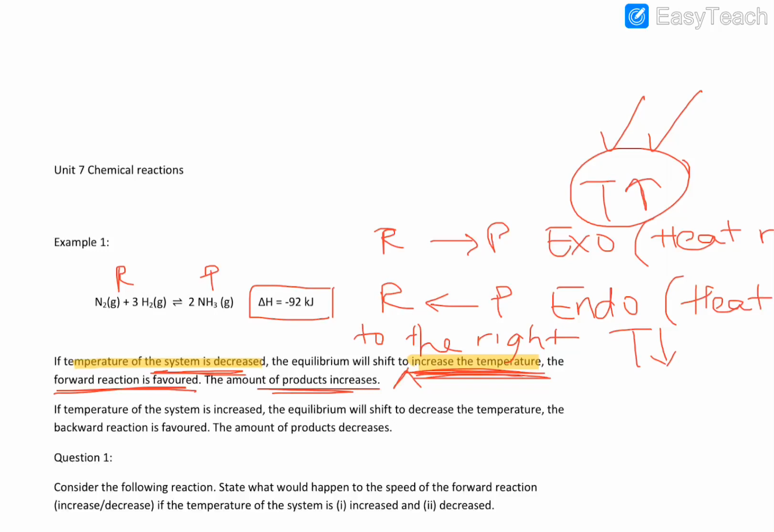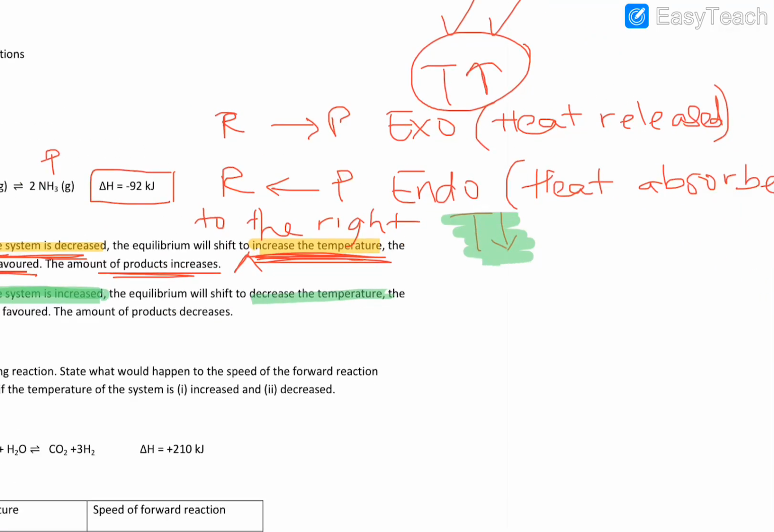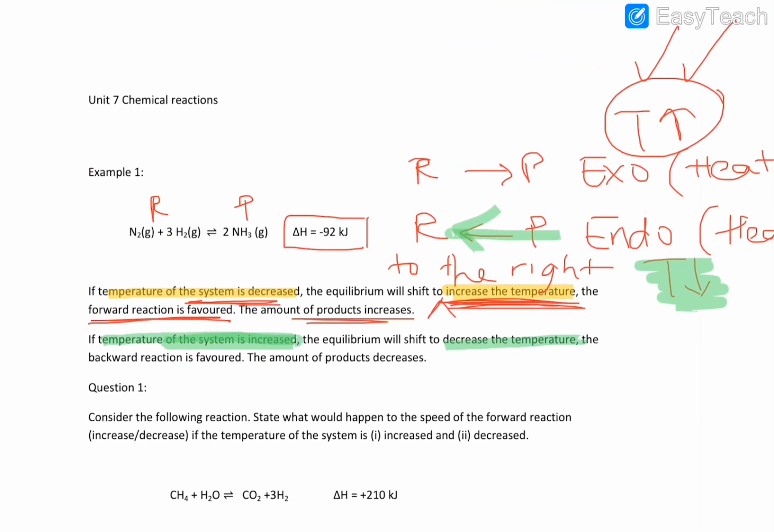increase temperature. Now we increase the temperature of the system. What will the equilibrium want to do? It will want to oppose it. So we increase, the equilibrium will want to decrease. So then this part is favored. Decrease temperature, so that's the backward reaction. So the equilibrium will shift to the left, which is the backward reaction. The backward reaction is favored, the amount of product decreases, which means the amount of reactants will increase, therefore the yield here will go down.